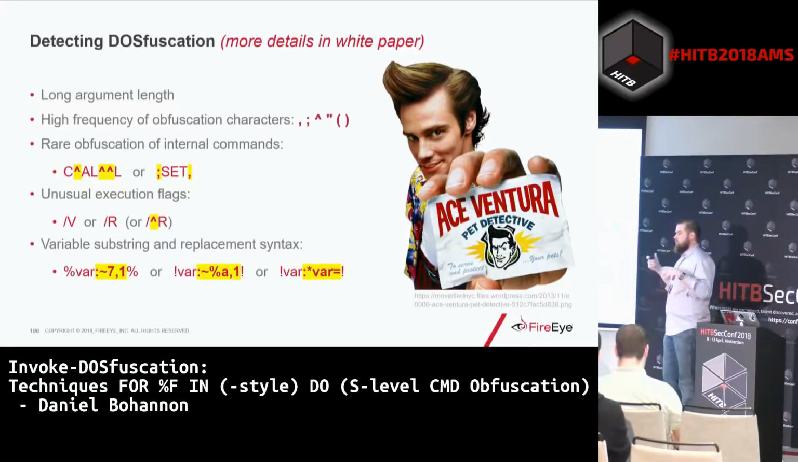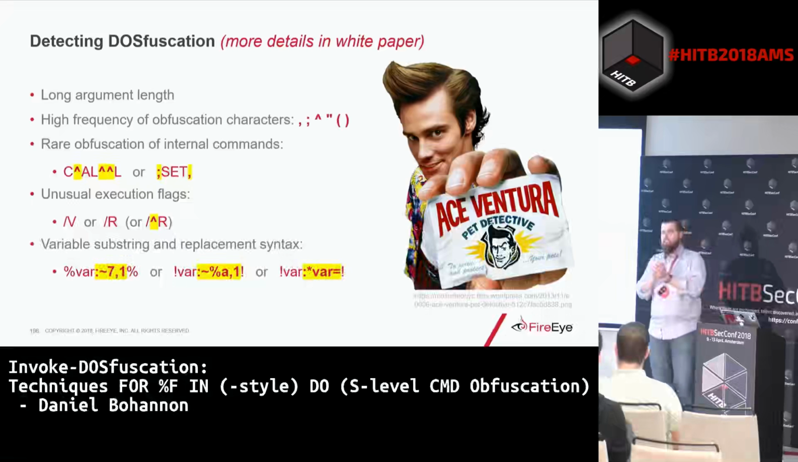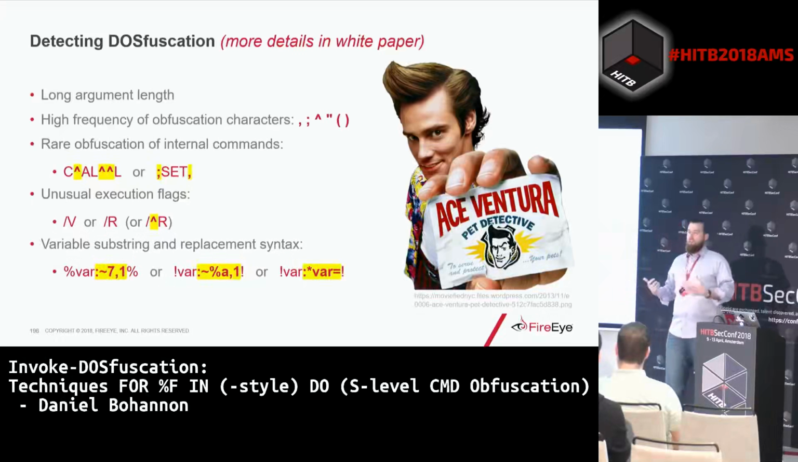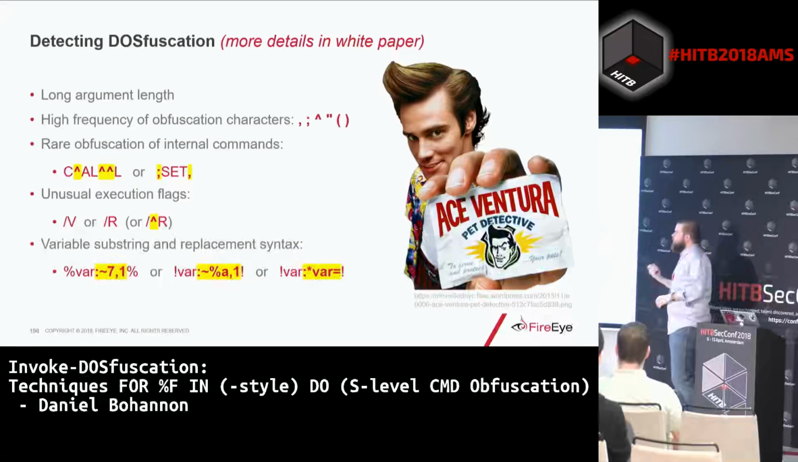But looking for really long argument lengths. Your mileage may vary. The detections we have to write have to work for all of our clients all around the world, and so we have slightly different constraints we have to operate under, as opposed to if, let's say, we're doing operational security for one or two environments. You can also look for high frequency of these obfuscation characters.